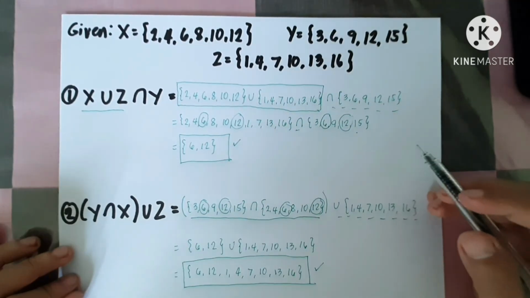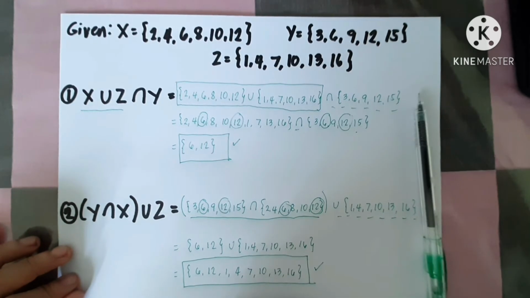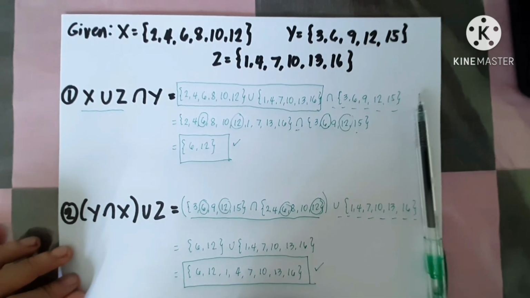So that's it on how to solve union and intersection of 2 or more sets. This time, I'd like to show to you the Venn diagram of these 3 sets because that's also a very important concept that we need to understand. So let's now proceed to our Venn diagram.